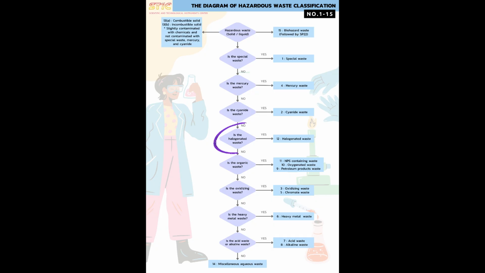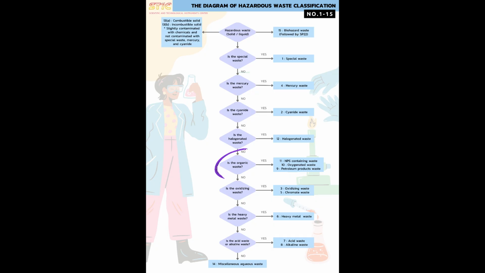Next, is it halogenated waste? This refers to organic waste that contains halogen elements, chlorine, bromine, iodine, or fluorine, like chloroform, dichloromethane, or trichloroethylene. These materials are Category 12, halogenated waste, and are harmful to both humans and the environment. If the waste has no halogen elements, move forward.